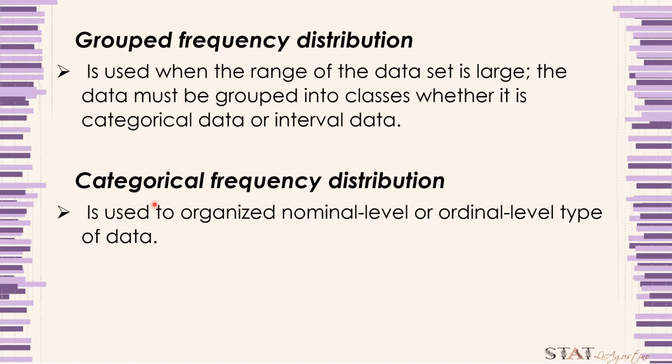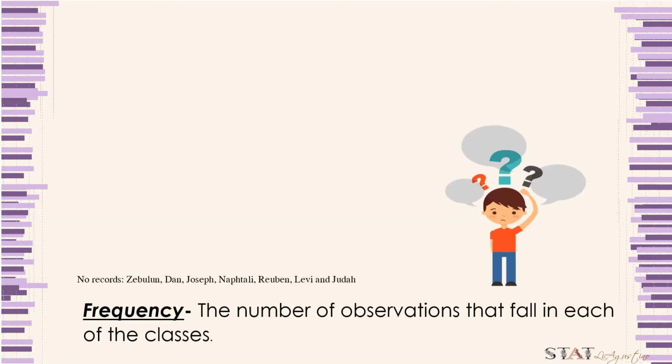Okay? And then categorical frequency distribution is used to organize nominal data. So remember this word nominal in our level of measurement, or category, or ordinal level, or in our rank type of data. So now we will learn how to create or calculate data and present it in an understandable tabular form.